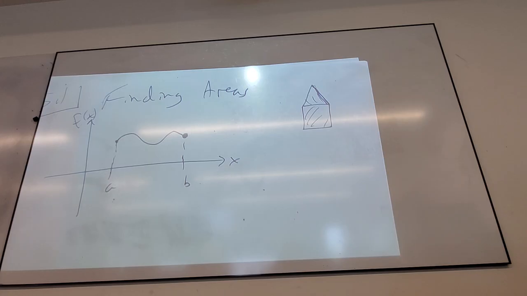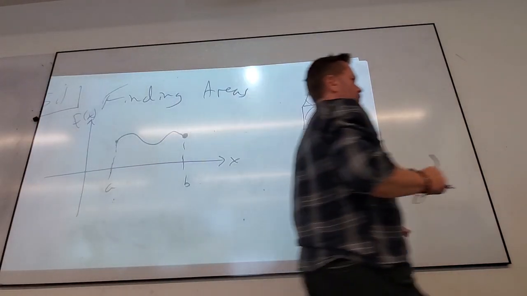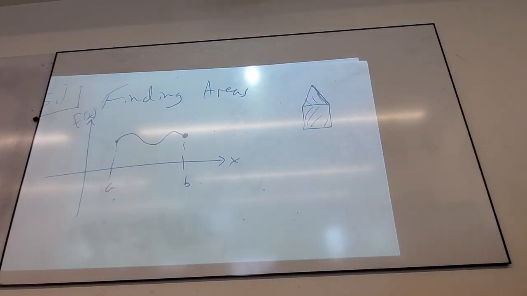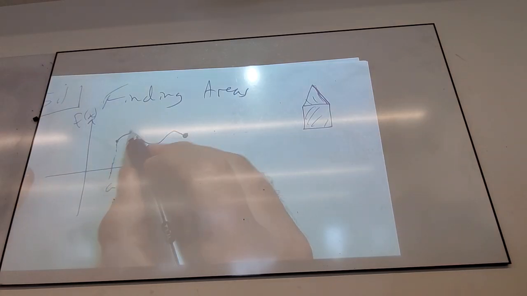So from A to B, I want to find that area. What I'm going to do is estimate it. I'm going to use something not perfect. I'm going to get an estimate. So what we're going to do is use rectangular strips. So just to kind of throw this down there.